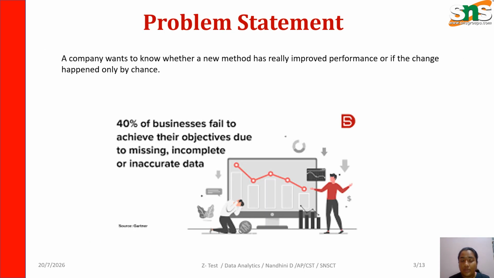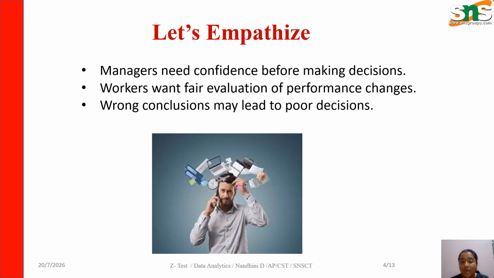Next one is a problem statement. If a company wants to know whether a new method has really improved the performance or if the changes happen only by chance, we should see first step is to see whether it is a null hypothesis or alternative hypothesis. So null hypothesis, it improves the performance, and alternative hypothesis, it does not improve the performance.